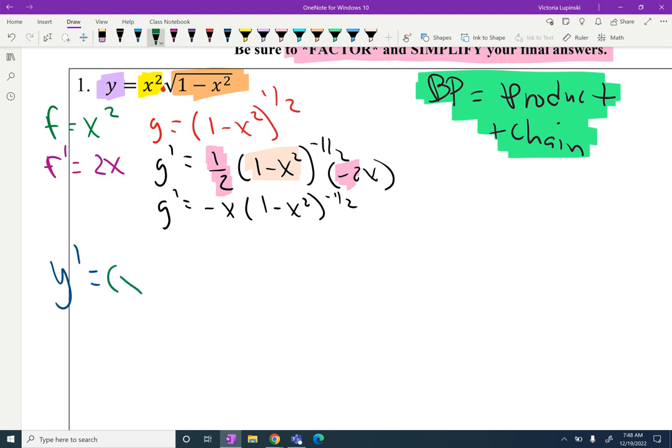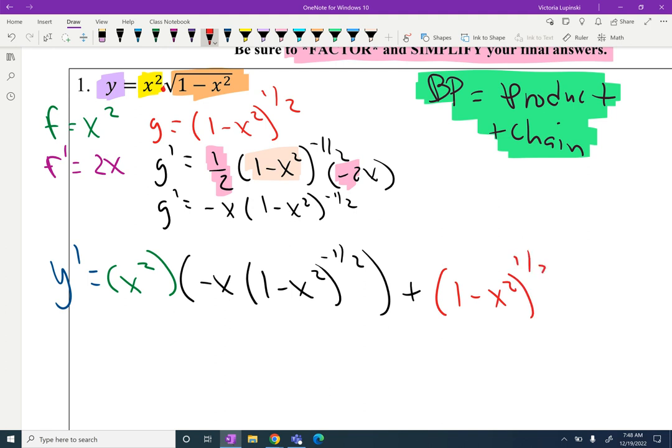But the quotient rule says you're going to start with f, which is x squared, and you're going to multiply it times the derivative of g, which is negative x times 1 minus x squared to the negative 1/2 power. So f times g prime. Then it's always, always, always, always a plus. Then you're going to multiply it times g, which is 1 minus x squared to the 1/2, times the derivative of f, which is 2x. At that point, it really is just a matter of following the formula. F times g prime plus g times f prime. So any issues on that?